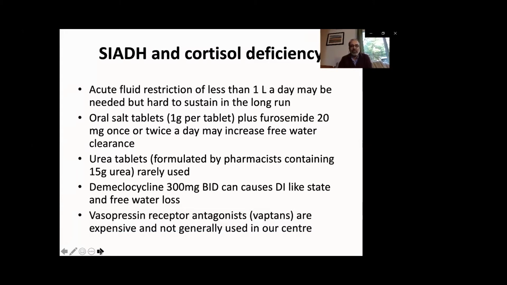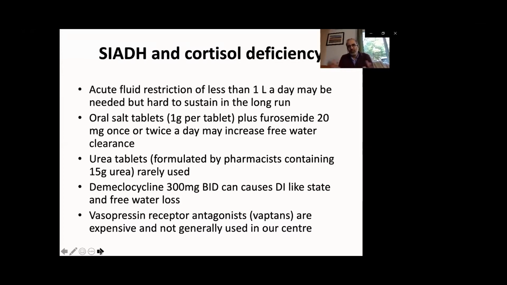They generally contain 15 grams of urea. The problem is that they can cause a pretty awful taste in the mouth, but that's what you would typically use. Demeclocycline can be added. It basically causes a diabetes insipidus-like state and leads to a correction of sodium.